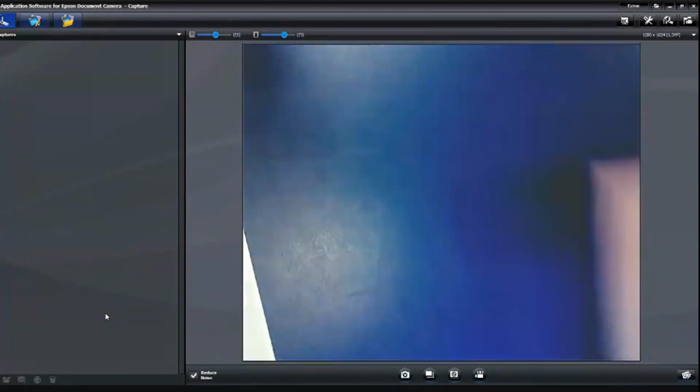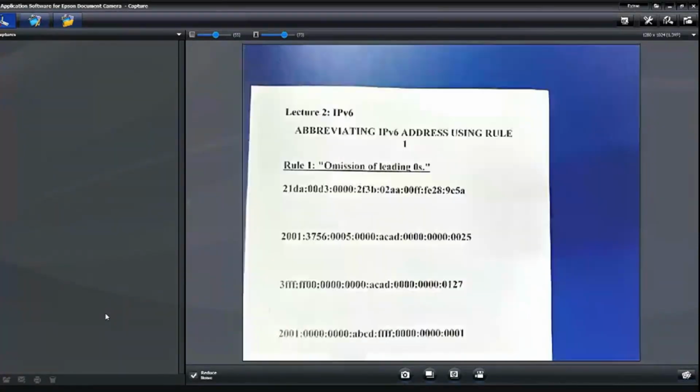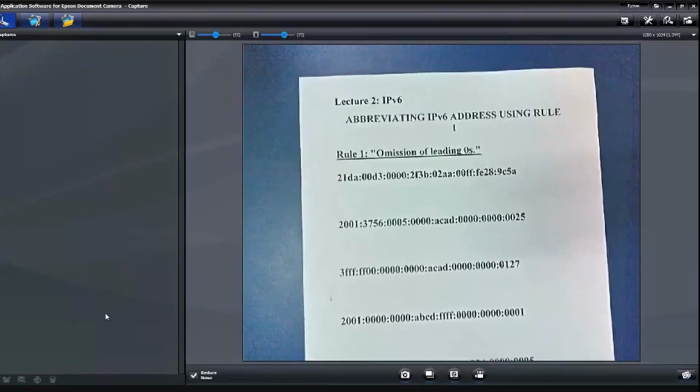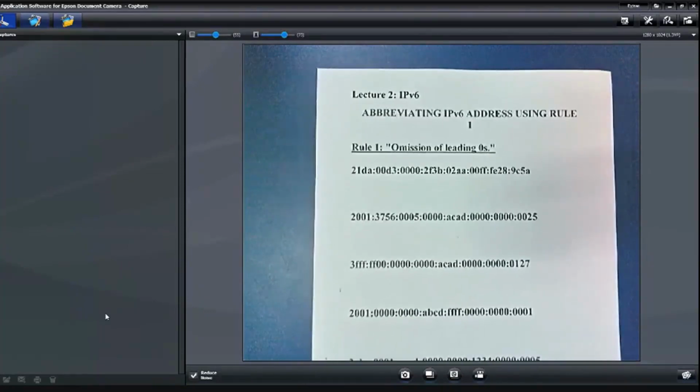Now I'm going for the next lecture. The next lecture is IPv6. I'm focusing only on the problem solving. Now I'm going for the second lecture, IPv6. In IPv6, the first type of problems we can expect is, there are 2 rules available.